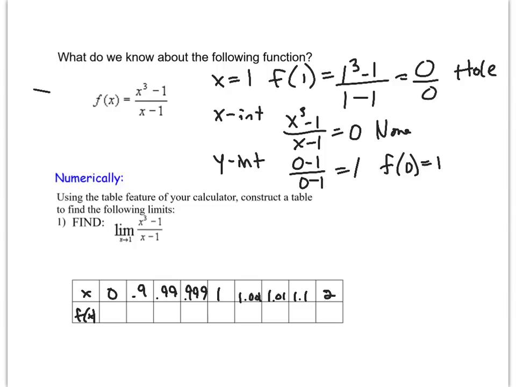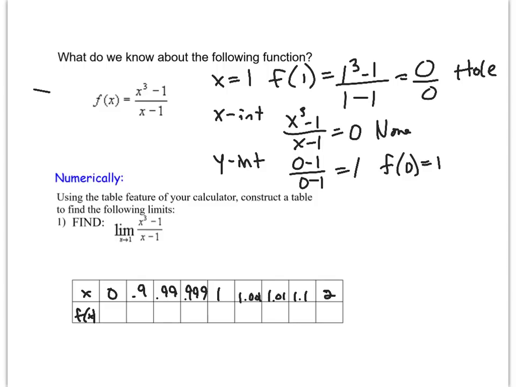Let's go ahead and use the table feature on our calculator to construct a table of values for this function that will hopefully lead us to some information about the limit that we are looking for. The limit as x approaches 1 of (x cubed minus 1) over (x minus 1). We'd like to know how this function behaves around a value of x equals 1. So, going to your graphing calculator, if you don't have your calculator with you right now, please pause the video and go get your calculator, and then start it up again.